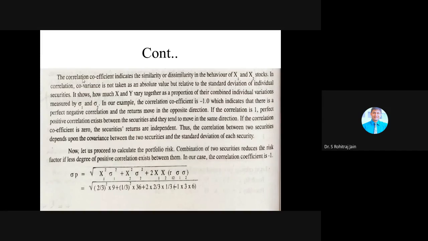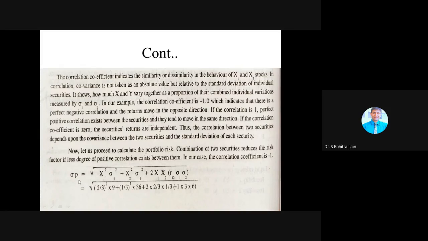So the correlation that exists between security 1 and security 2 is how much? Minus 1. See here, the correlation coefficient indicates the similarity or the dissimilarity in the behavior of the stocks. In correlation, the covariance is not taken as an absolute value, but relative to the standard deviation of individual securities. Now let us proceed to calculate the portfolio risk. Now how do we calculate?